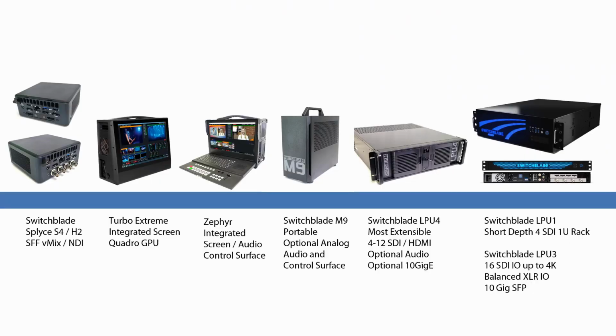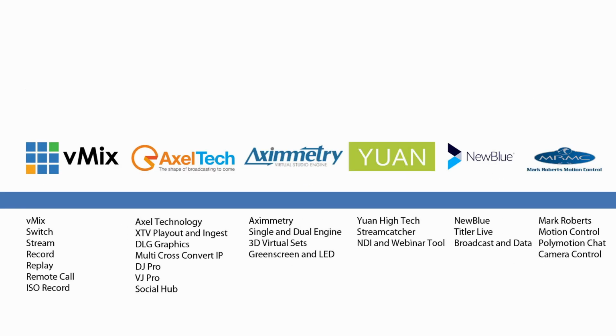And then on the right, we have our rack mount options. Anything from 1 to 4U, there's a lot of different options here depending on your needs. And then the Switchblade products historically have just run vMix, but now they run an entire suite of software. vMix is for switching, streaming, and recording. Axle Technology, which we went over a little bit, has the XTV playout and ingest. DLG Graphics for live broadcast graphics for inserting data or lower thirds or crawls into your broadcast workflows.